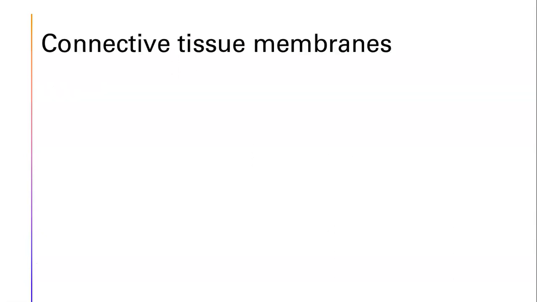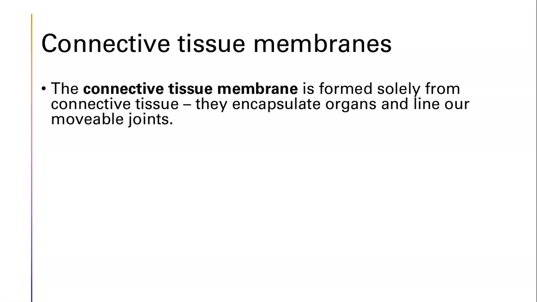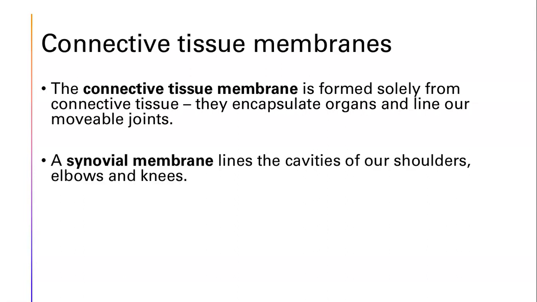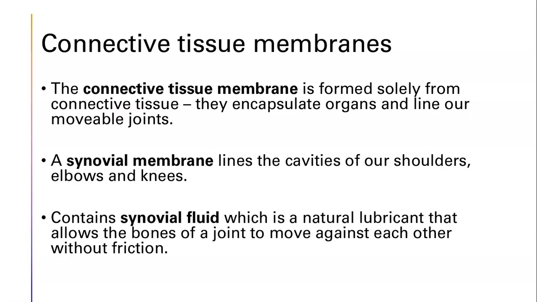Let's talk about connective tissue membranes first. The connective tissue membrane is formed solely from connective tissue. They encapsulate organs and line our movable joints. The first I'd like to talk about is a synovial membrane. A synovial membrane lines the cavities of our movable joints, like our shoulders, elbows, and knees. It contains synovial fluid, a natural lubricant that allows the bones of a joint to move against each other without friction. You can imagine if you didn't have this fluid, rubbing two bones against each other would be a very painful process and would not be fun, to say the least.